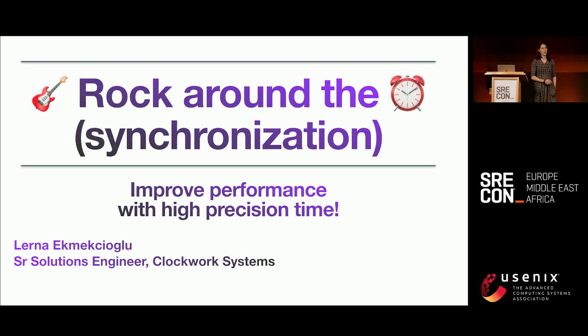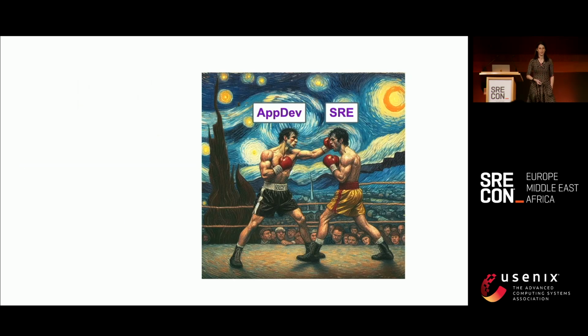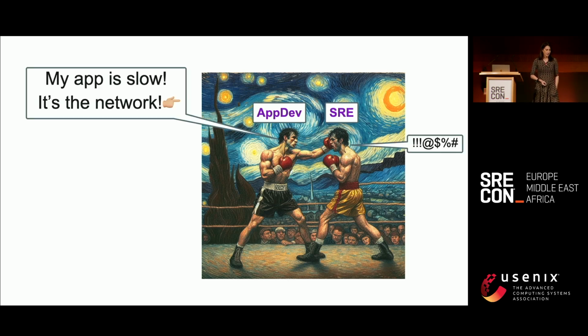So if you're interested in how to improve performance with high precision time, stick around. Any application developers here? There's like one or two, okay. Three, I counted three. Any SREs? Lots of them. Okay. And have you seen this issue before?